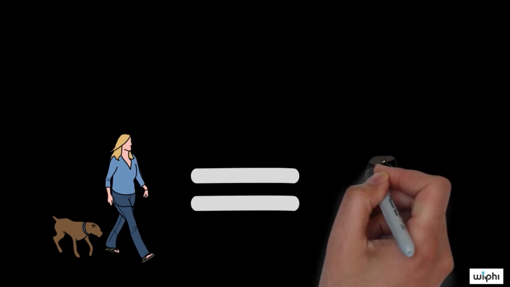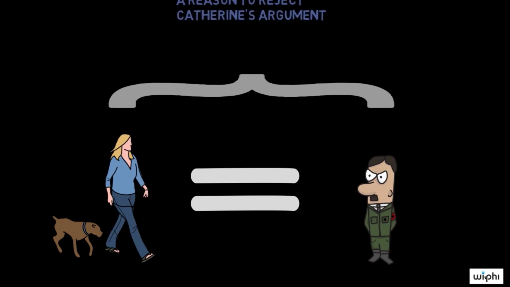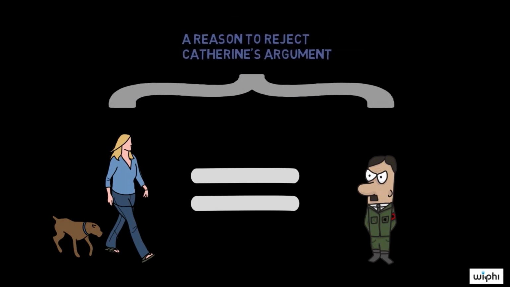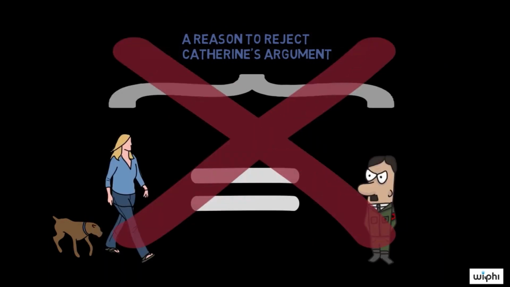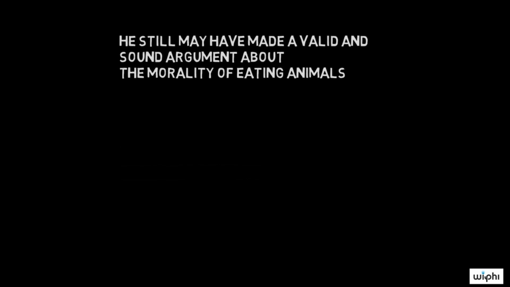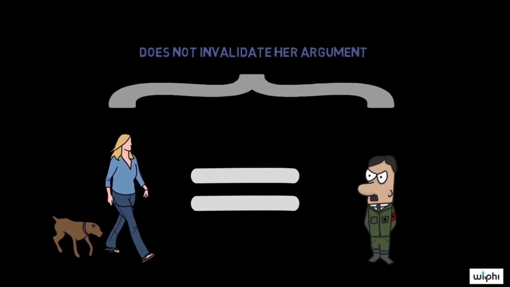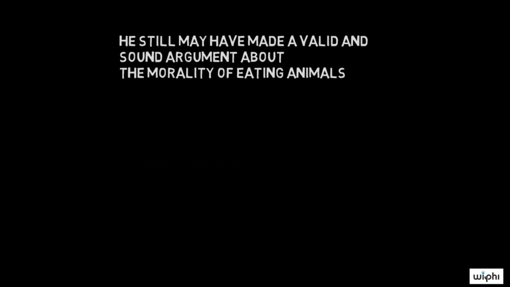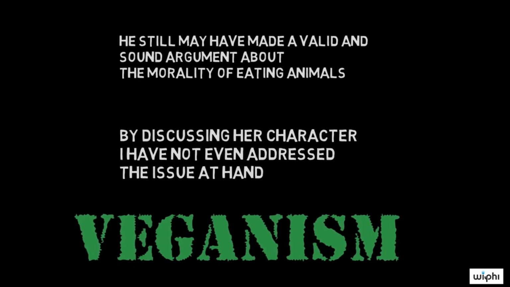Well, I've associated Catherine with a person of very poor character. And then I've suggested that it is a reason to reject Catherine's argument. This, however, is fallacious because while Hitler was a terrible person who committed some of the most atrocious acts in history, he still may have made a valid and sound argument about the morality of eating animals. Moreover, Catherine's slight association with Hitler does not invalidate her argument. And by discussing your character, I have not even addressed the issue at hand, veganism.